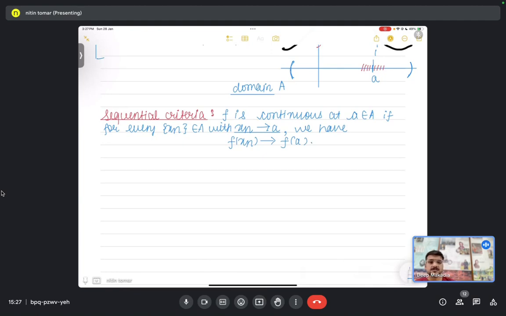Now again, you see, you have to consider every sequence. Whenever we are learning the basics, we should emphasize when there is 'for every' and when there is 'some'. This is one of the most basic things where one can get confused. The sequential criteria says whenever you choose a sequence in the domain which converges to this point A, it should happen that f of xn should converge to f of A. And this is a very useful criteria, and this is only understandable because we know the convergence of sequence.